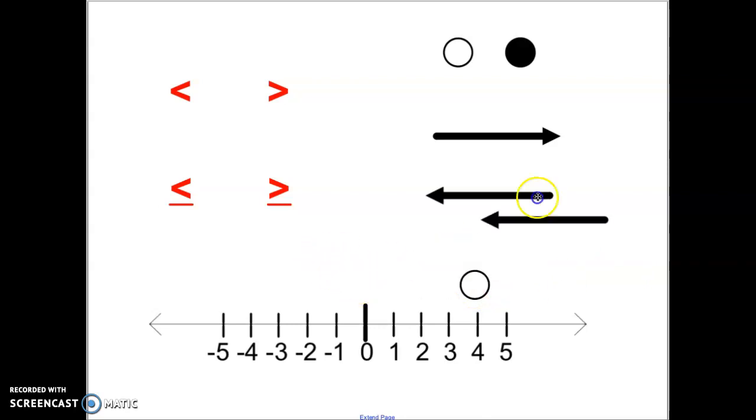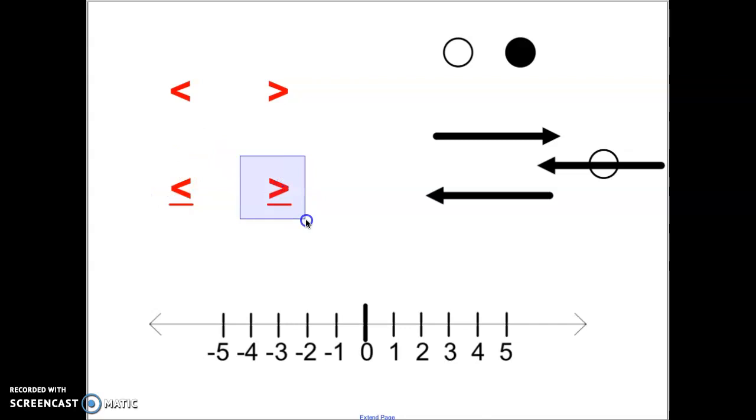Now, let's say I tried a different one. Let's say I was doing greater than or equal to -1. Well, if it's an equal sign, that means that number is included, so we use a solid dot. So 1 is equal to, so 1 is included, so it's a filled in dot. And then greater than would point that direction, so all the numbers bigger than 1 would be included. Hopefully that makes sense. Let's go on to some examples now.